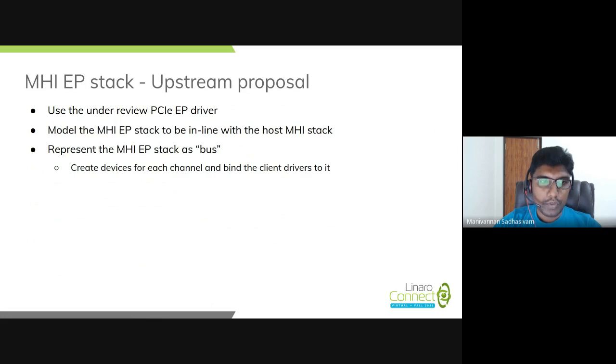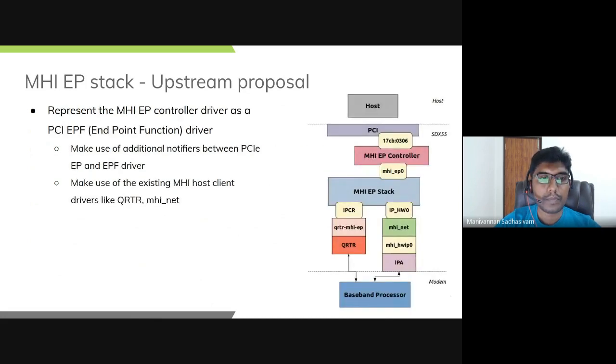So I'm going to propose a different MHI endpoint stack for the upstream community. It uses the under review PCI endpoint driver, and I have modeled the MHI endpoint stack to be in line with the MHI host stack, which is already available in the upstream repository. This MHI endpoint stack will be represented as a bus in the kernel, where the devices will be created for each logical channel started by the host, and there will be the client drivers binding to these devices. So this is the architecture of the MHI endpoint stack that I'm going to propose.